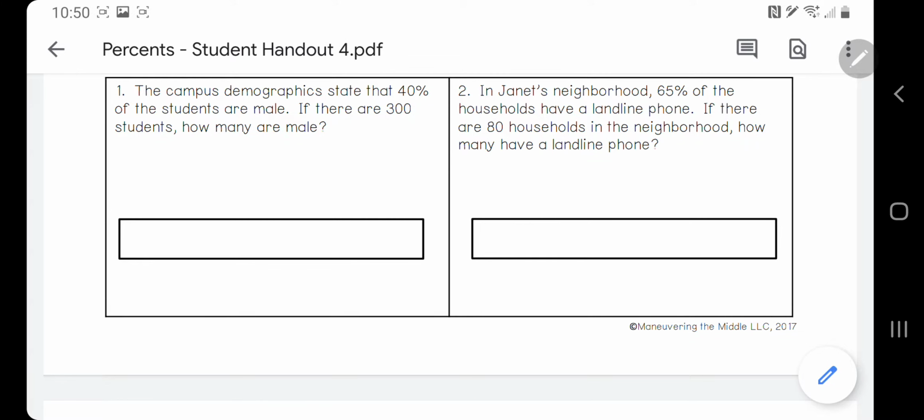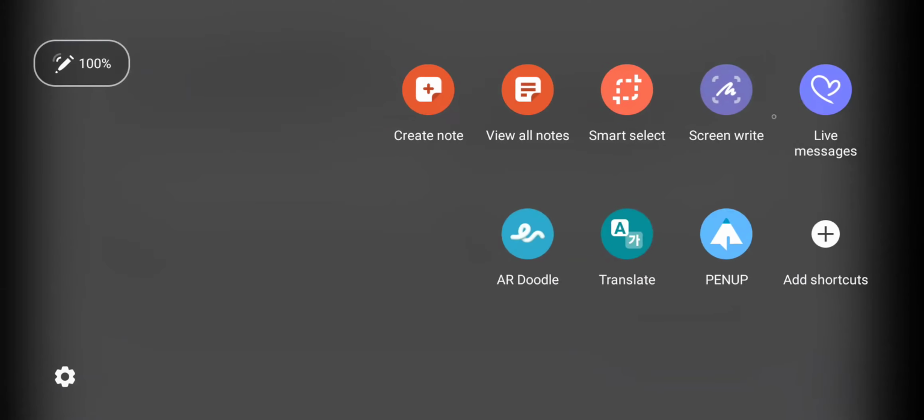Okay, so for this part, it says set up a strip diagram for each of the word problems below. Do not solve. So we're going to go ahead and set up a strip diagram for these word problems. For number 1, it says the campus demographics state that 40% of the students are male. If there are 300 students, how many are male?